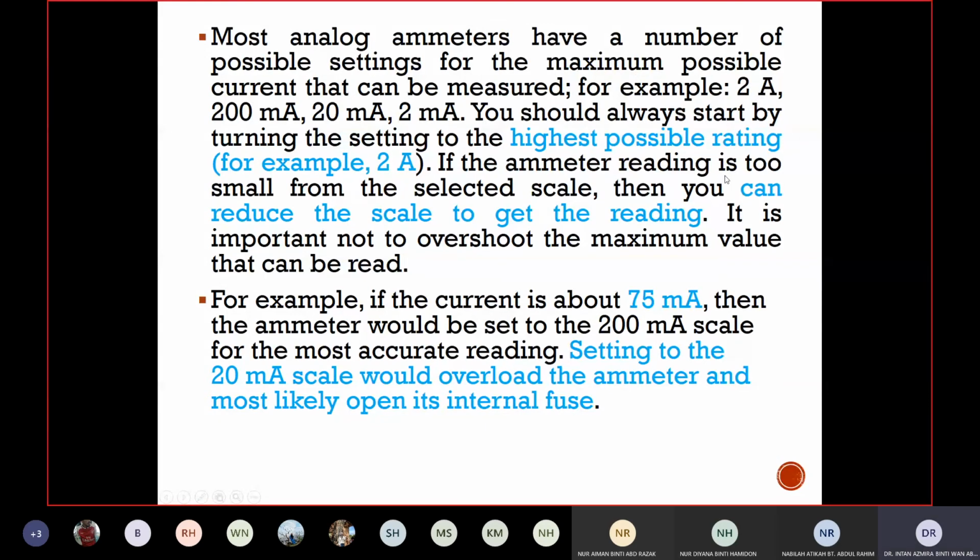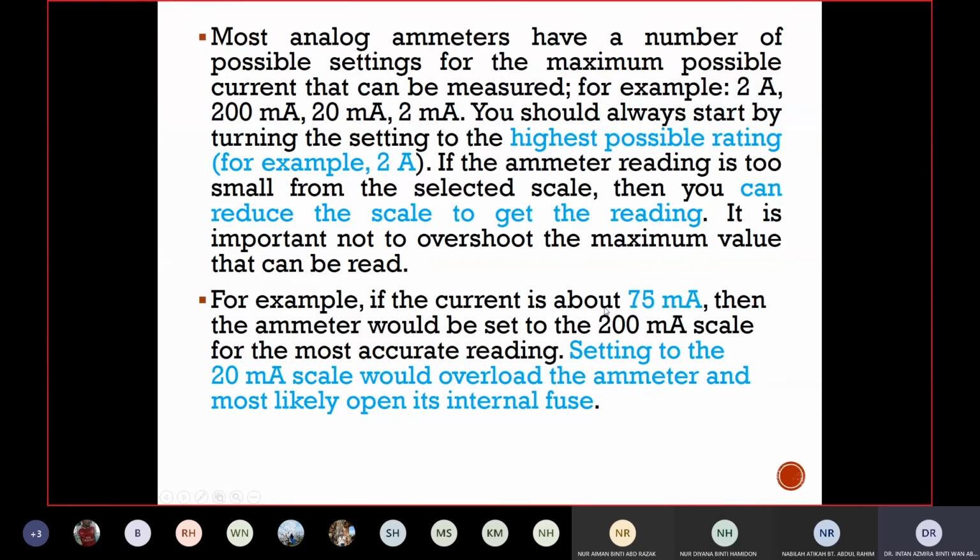If the ammeter reading is too small on the selected scale, then you can reduce the scale to get the reading. Let's say we select 2 amp and we cannot read the reading, or the reading is too small, then we reduce to 200 milli. If we still cannot read the measurement, reduce to 20 milli and so on. It is important not to overshoot the maximum value that can be read.